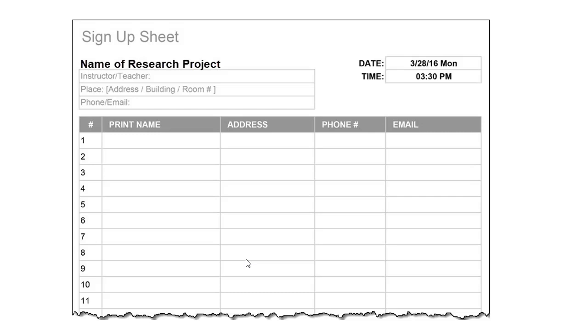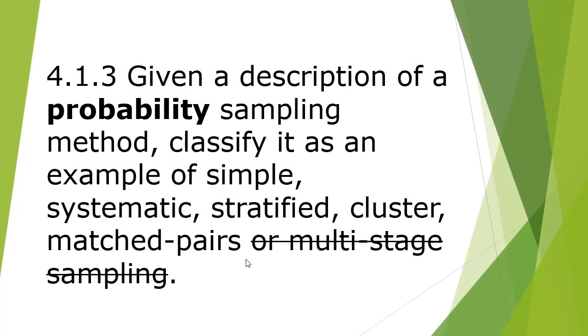Of course, this is non-probability because it doesn't give everybody in the population an equal chance of being in the study. They would need to see the sign-up sheet. They'd need to be there when they could sign up, and they would need to be able to be at the place, time and place, and that would eliminate some members of the population. So this method would be a non-probability way of sampling a population. Okay, so let's look at more in depth now at the two different types of ways to get samples.